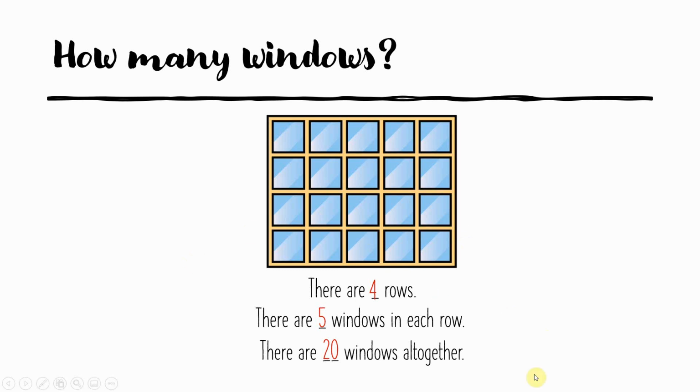Let's say these three sentences. Ready? My turn. There are 4 rows. There are 5 windows in each row. There are 20 windows all together.